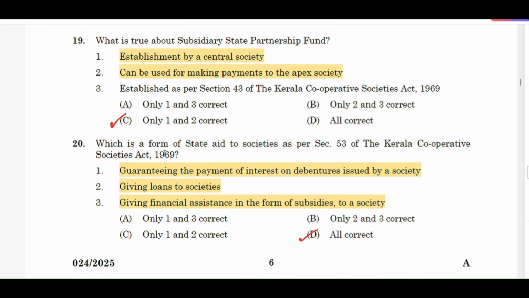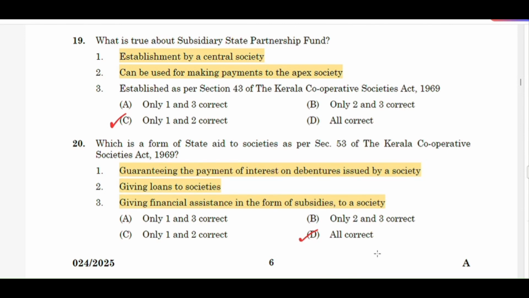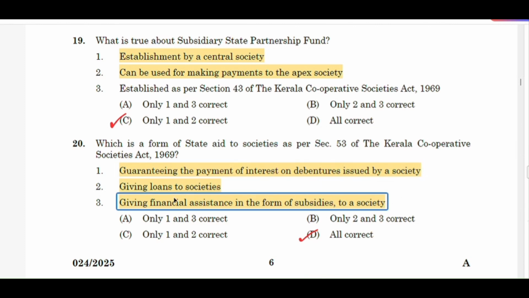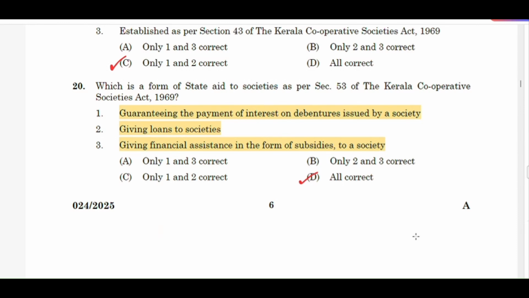Next question, which is a form of state aid to societies as per Section 53 of the Kerala Cooperative Societies Act 1969? Answer is option D, all correct. Guaranteeing the payment of interest on debentures issued by a society, giving loans to societies, giving financial assistance in the form of subsidies to a society.